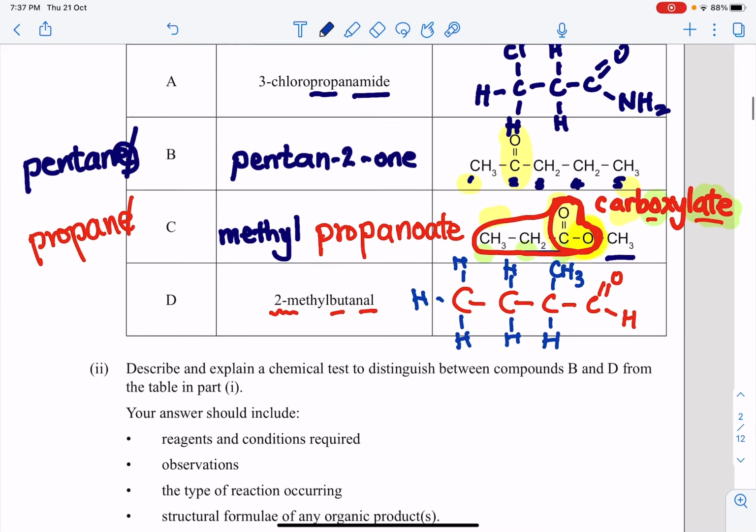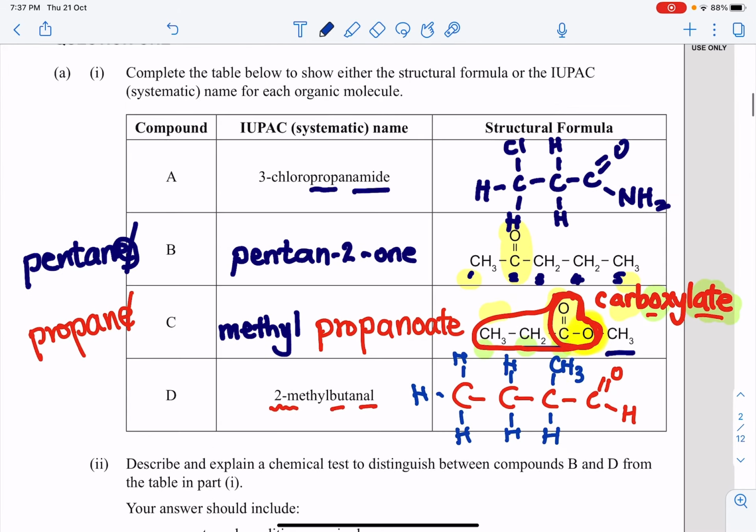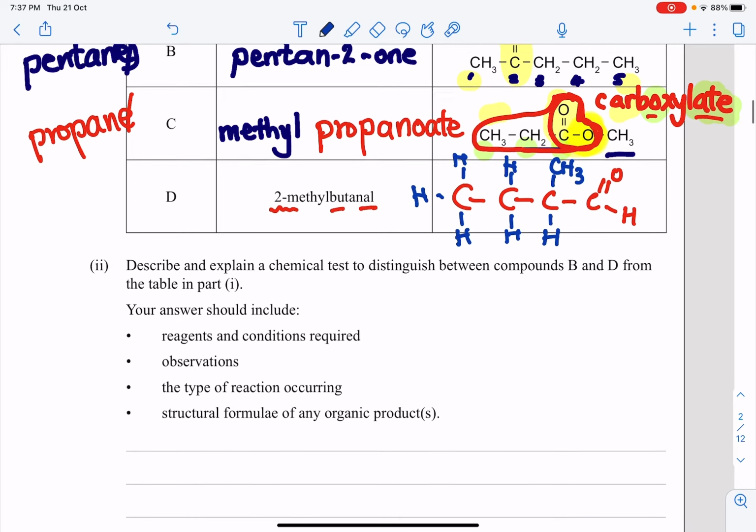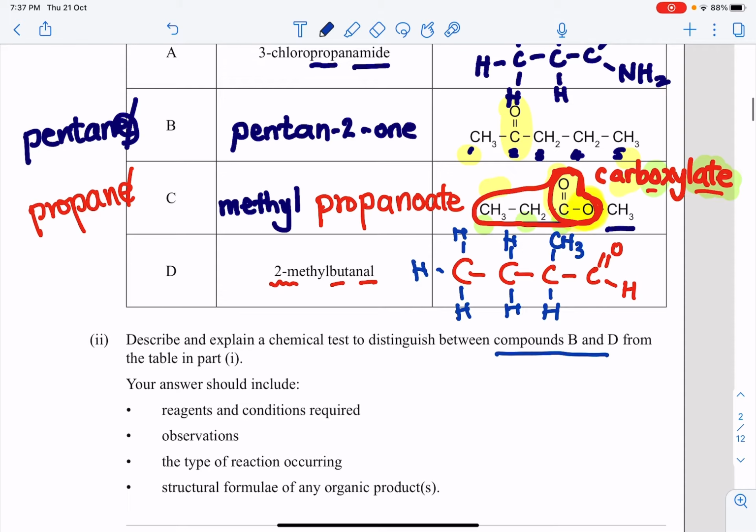Now, once you get 3 correct, you'll be getting achieved for this section. And for part 2, you need to distinguish between compound B and D. So you can see that compound B is a ketone and compound D is an aldehyde. And in your answer, you must include reagent, condition, observation, type, and structure formula.